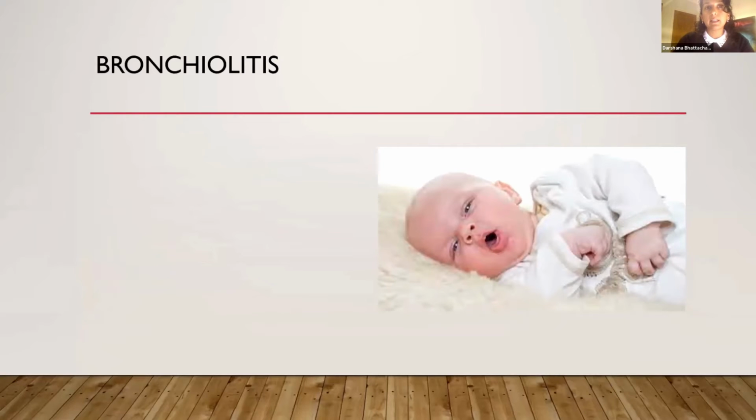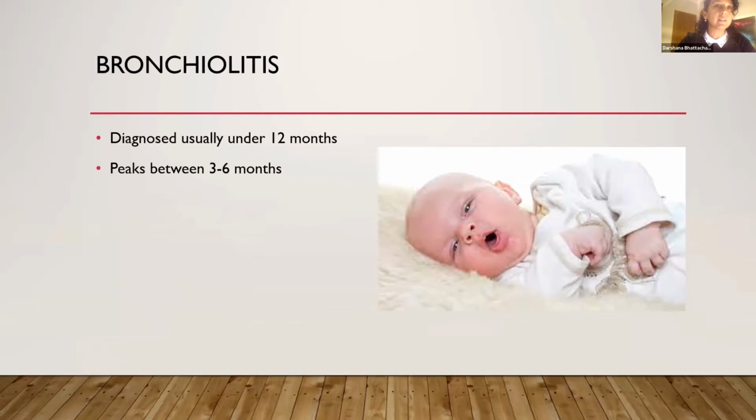So the next entity of wheeze that I want to cover is bronchiolitis, which tends to present, as you can see, in little babies like this one. Usually diagnosed in this country, certainly in children under the age of 12 months, but depending on where you go, that line can shift a little bit. The peak incidence of bronchiolitis tends to be between 3 and 6 months of age, but generally infants born prematurely and with chronic lung disease are at a much higher risk of getting bronchiolitis early.